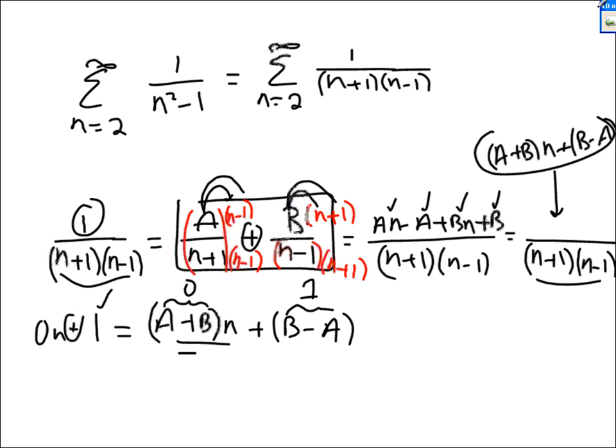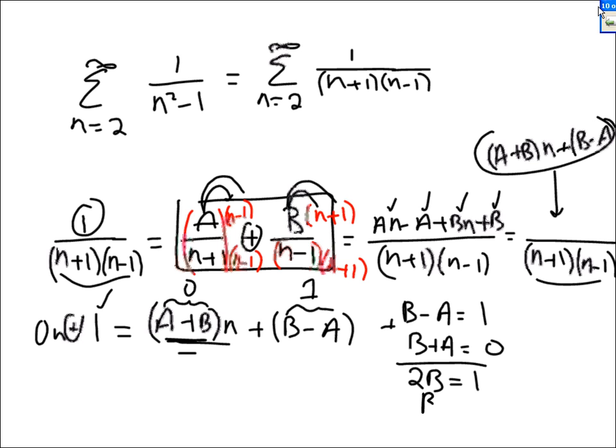So what we know is b take away a is 1, and b plus a is 0. I wanted to write it as b plus a, that way the b's and the a's are underneath one another. If I add these, I get 2b is 1. So b is a half. And if you add a to b, you get 0. So a is negative a half.